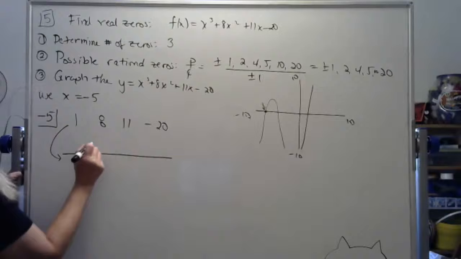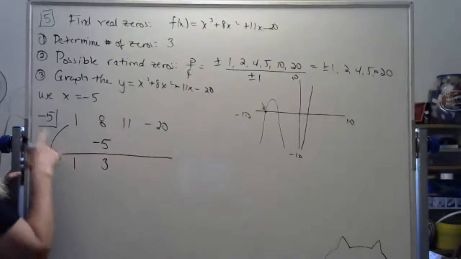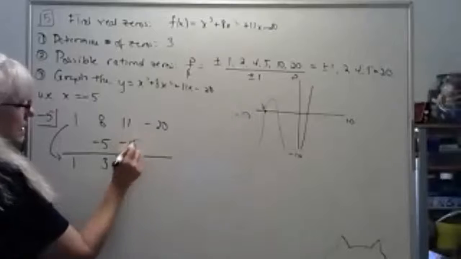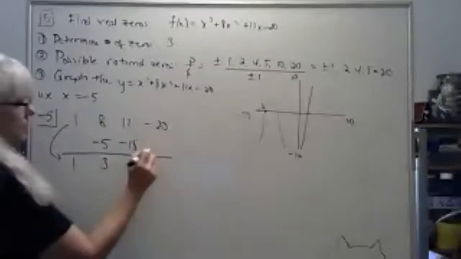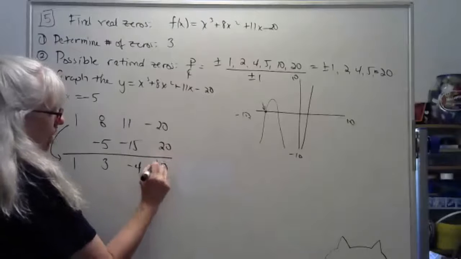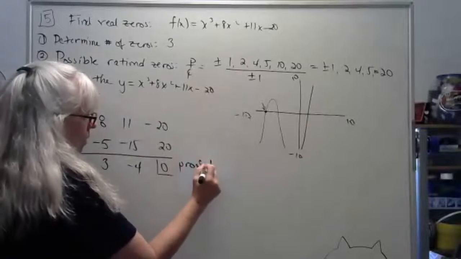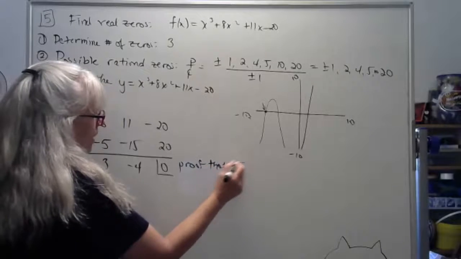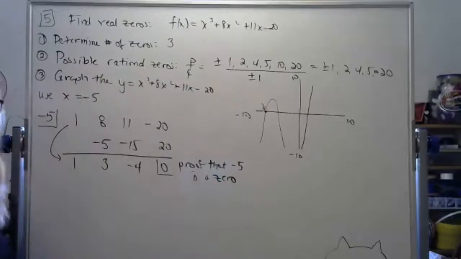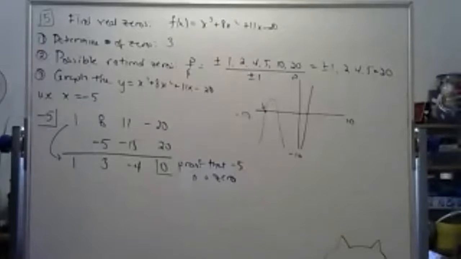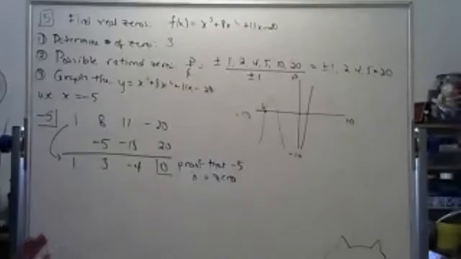So 1 times -5 is -5. Adding that column gives me a 3. 3 times -5 is -15. Adding that column gives me -4. -4 times -5 is +20. Adding that column gives me a 0. That's your proof that -5 is a 0. The picture is not proof. It's just a tool. Does everybody see what we did? We're letting the calculator do the grunt work.